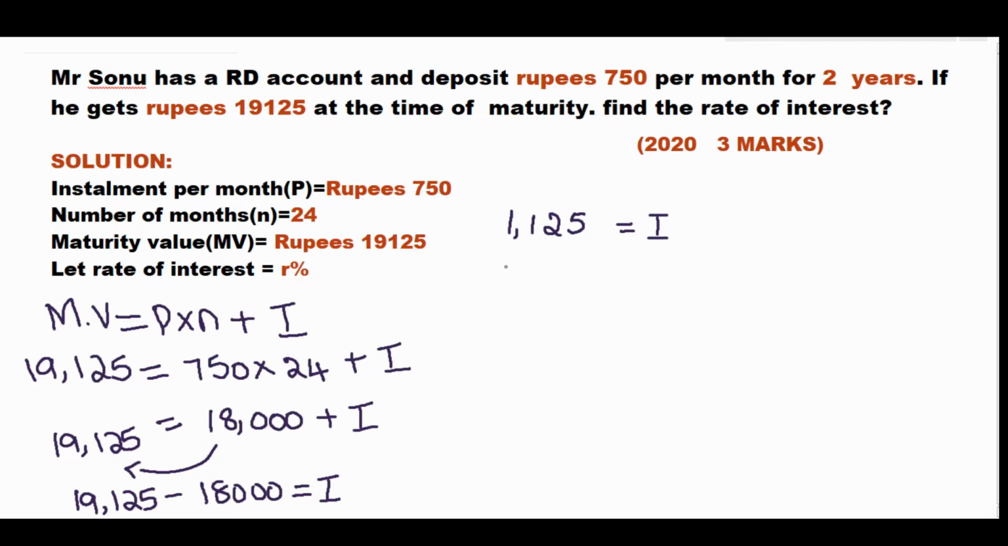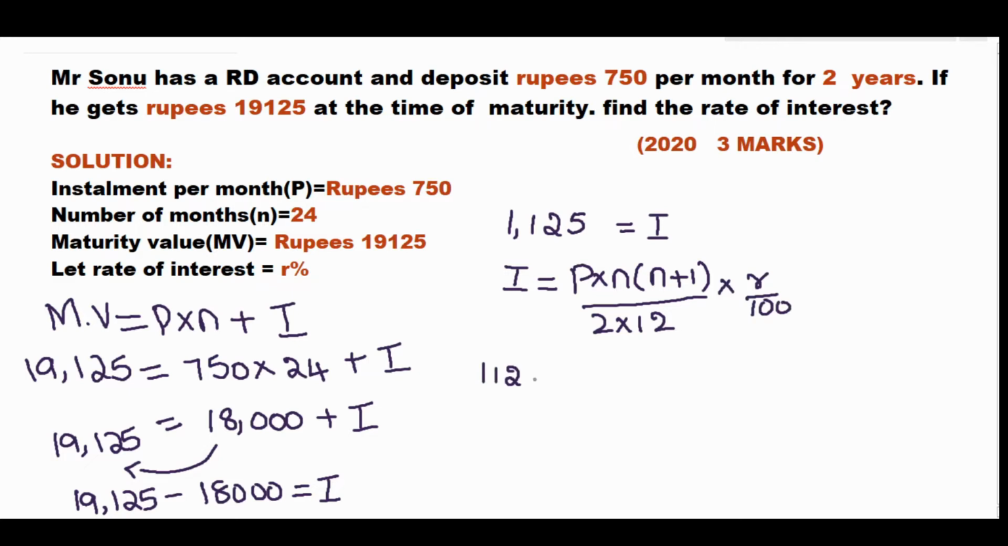Let us substitute in the I formula. I is equal to P into N plus 1 divided by 2 into 12 into R by 100. So already we have solved for I. So I got 1,125, which is equal to P value we know it is 750, and N value we know it is 24. So N plus 1 becomes 25, divided by 2 into 12. So I have taken R value as R itself. So R by 100.